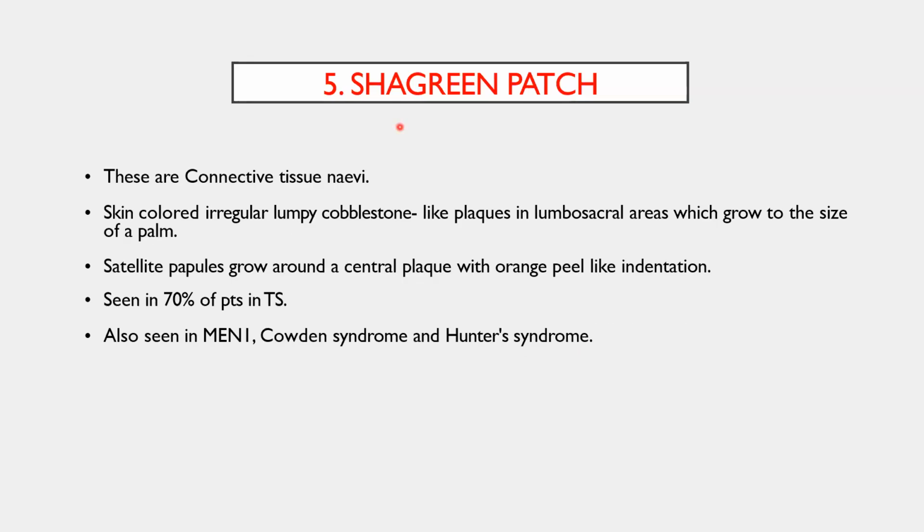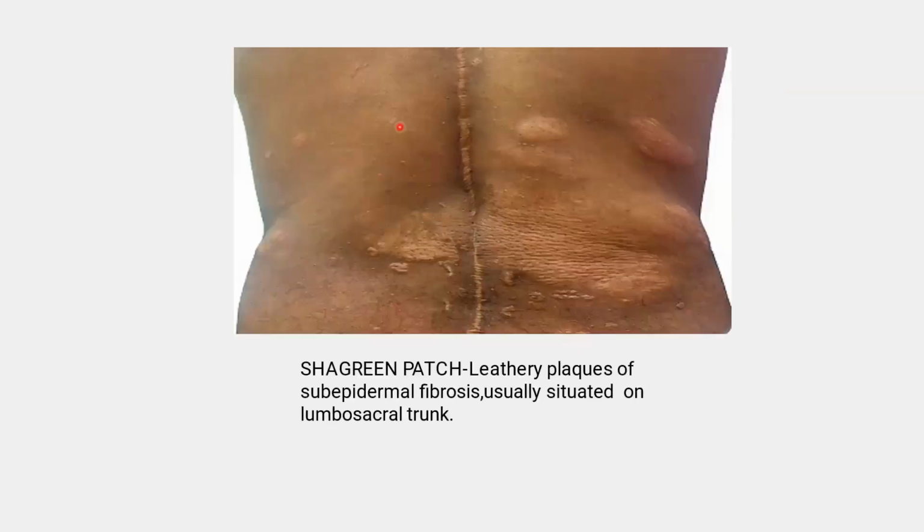Next one is Shagreen patches. These are nothing but connective tissue nevus: skin colored, irregular, lumpy cobblestone-like plaques, predominantly seen on the lumbosacral area, which grow to the size of a plum. Satellite papules grow slowly around a central plaque with an orange peel-like indentation, seen in 70% of tuberous sclerosis patients. It can also be seen in MEN1 syndrome, Cowden syndrome, and Hunter syndrome. These are the Shagreen patches, leathery plaques of subepidermal fibrosis, usually situated in the lumbosacral trunk.